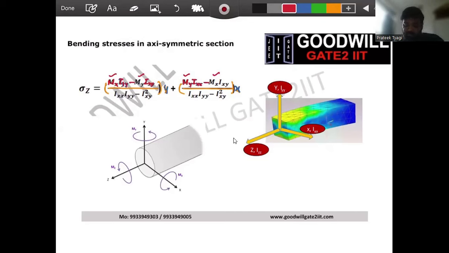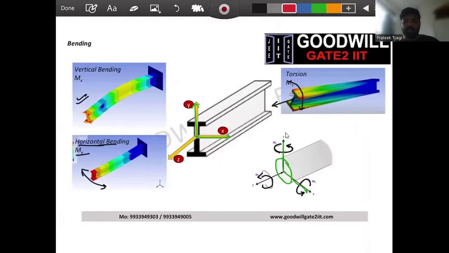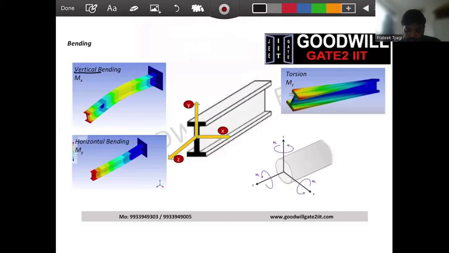Now, what does this equation explain to you, and second, what is the meaning of an axisymmetric section? All right, now please listen to me very carefully. I want you people to give it a try and answer my question. If you want your beam to bend in the vertical plane, the moment we want is Mx. If you want your beam to go up and down. If you want your beam to go in the horizontal plane, the moment you apply is My.